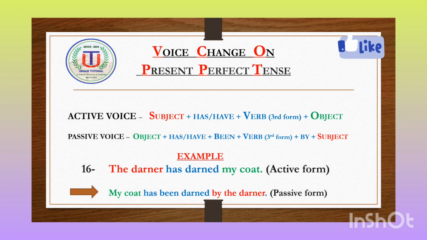Here comes the next example. The darner has darned my coat. The sentence is in active voice. So its passive form will be, first will be the object, then has or have, then been, then verb third form, then subject. As per the structure, the sentence will be, my coat has been darned by the darner.